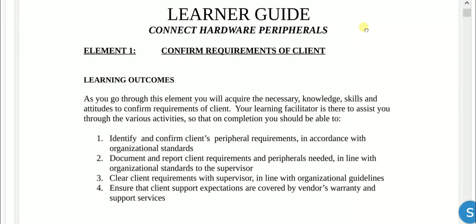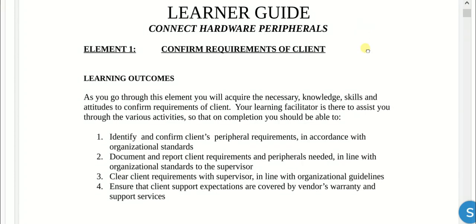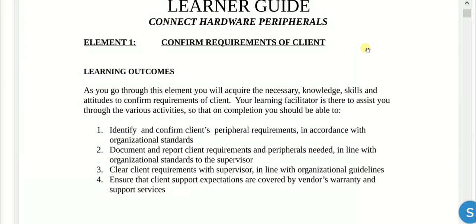Now, beneath that, for the first element, we have confirm requirement of client, and I want you to consider yourself working in the IT industry with clients. Even as a web developer you will have clients that you're working for. But in this section we are speaking of confirming client requirements as they relate to hardware and the various peripherals.